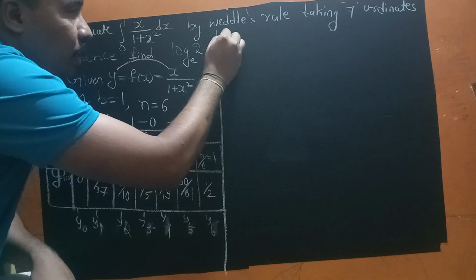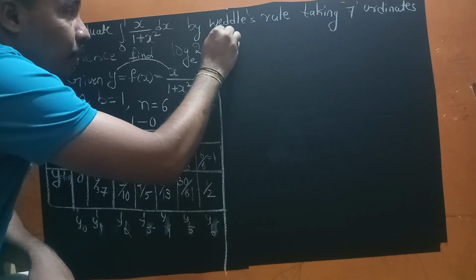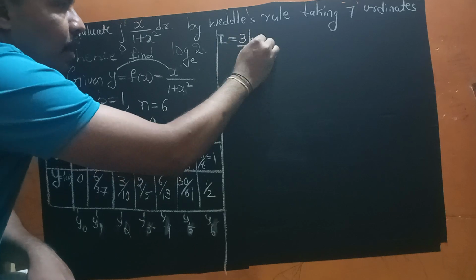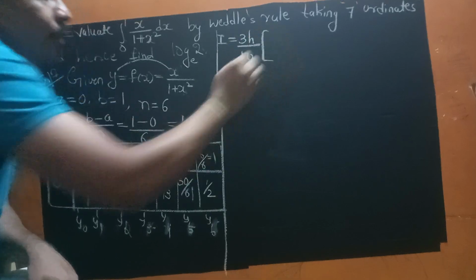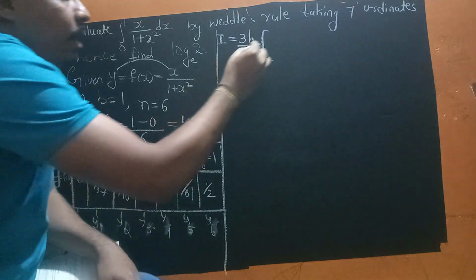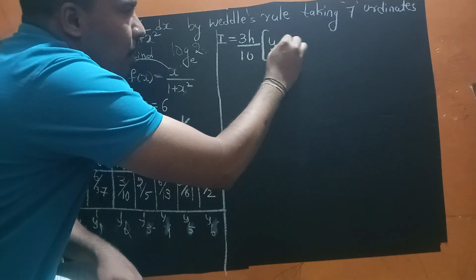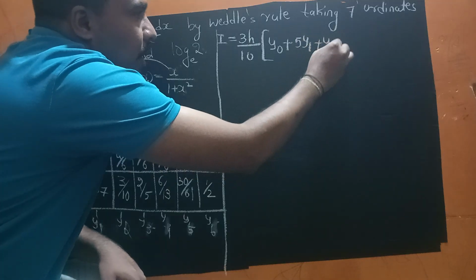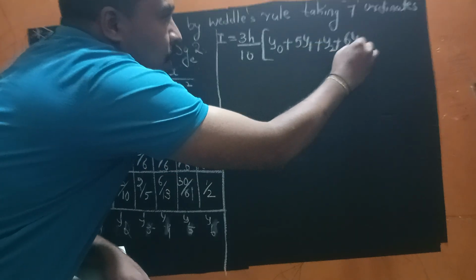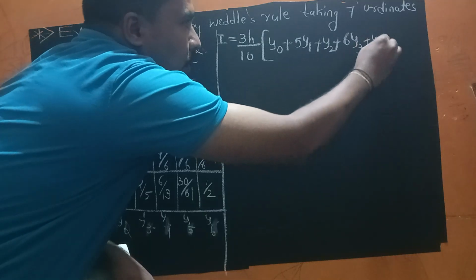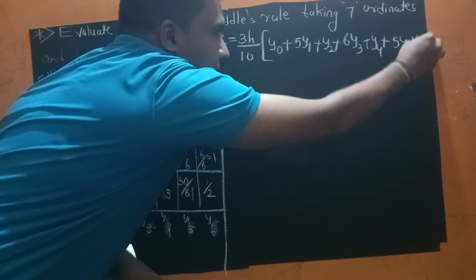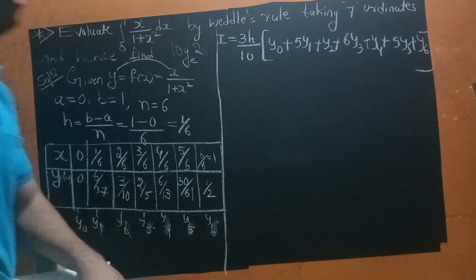Next I have to write the formula for Weddle's rule. Weddle's rule says I equals 3h by 10 times y0 plus 5y1 plus y2 plus 6y3 plus y4 plus 5y5 plus y6.